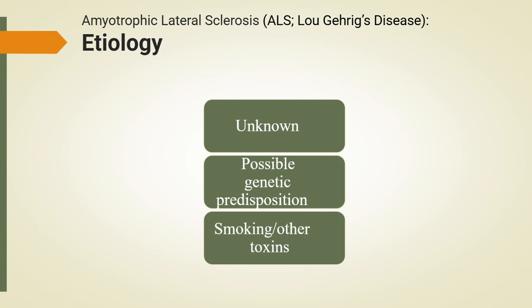A small percentage of amyotrophic lateral sclerosis cases, about 5 to 10%, are familial, meaning they run in families due to specific inherited gene mutations. The most common mutation is in the C9orf72 gene, but several others have been identified. Having a genetic predisposition does not guarantee disease development, but it increases the risk.